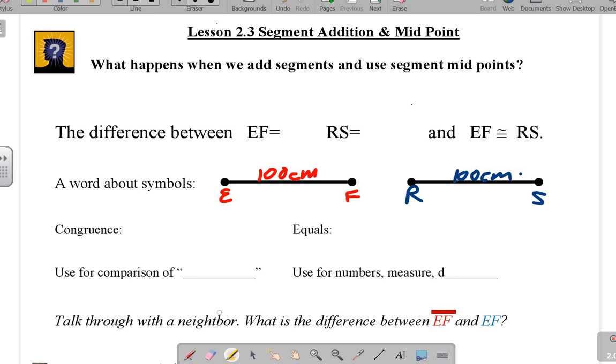Now notice right above the ubiquitous equal sign. In geometry, if you see an equal sign, we use equals to represent measures, distances. And notice there's no segment here. When you see EF without a segment, it means the distance between E and F. Say that. The distance between E and F. So the equal sign we would write is 100 cm.